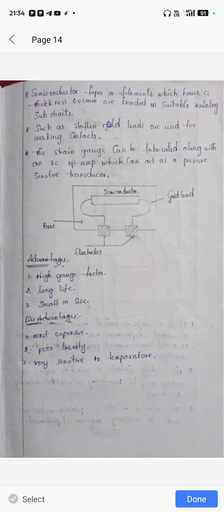Semiconductor wafers are elements which have a thickness of 0.05 mm and are bonded on suitable insulating substrates such as Teflon. Gold leads are used for making contacts. The strain gauge can be fabricated along with an IC op amp, which can act as a pressure sensitive transducer. Draw the diagram very neatly. Advantages: high gauge factor, long life, small in size. Disadvantages: most expensive, poor linearity, very sensitive to temperature.